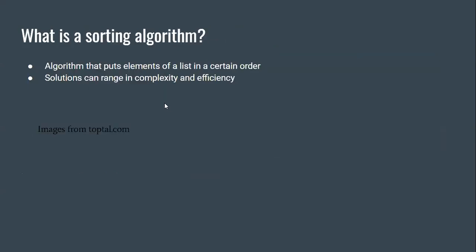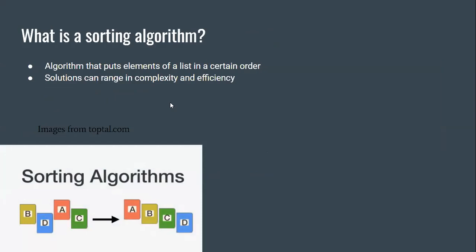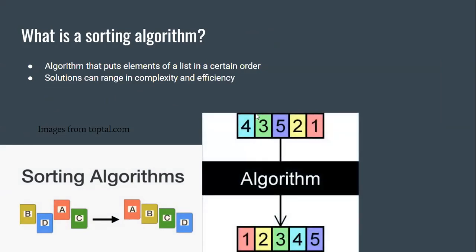What is a sorting algorithm? A sorting algorithm is an algorithm that puts elements of a list in a certain order. This can be numerical, alphabetical, or really any way you desire. Solutions can range in complexity and efficiency. For example, a 4-letter list can be put into alphabetical order using a sorting algorithm. And similarly, a randomized number list can be put into numerical order using a sorting algorithm.